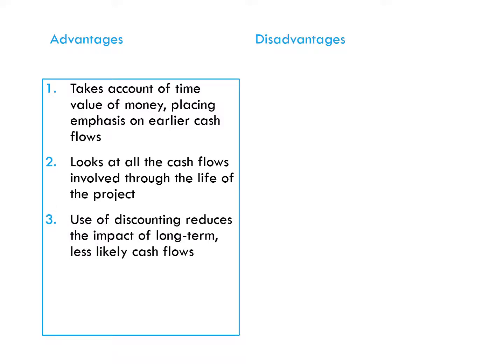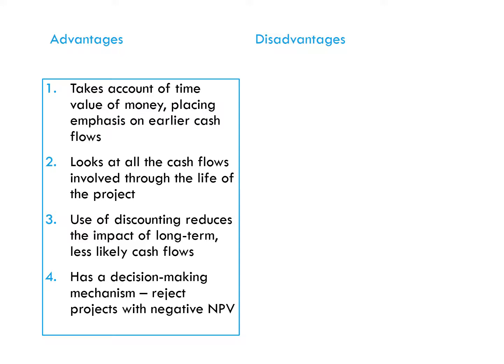The use of discounting reduces the impact of long-term cash flows in our calculation. And by their very nature, these long-term cash flows are maybe more uncertain or perhaps less likely to be accurate. So less weighting is applied to long-term predictions. The last advantage is a very clear decision-making mechanism. We reject projects with a negative NPV. They're not going to generate positive present value, whereas projects with a positive net present value we can accept.